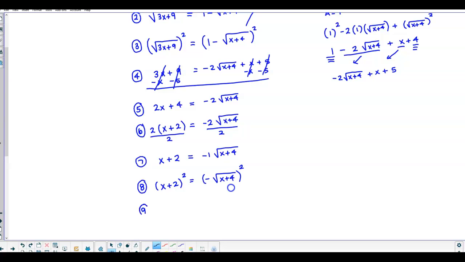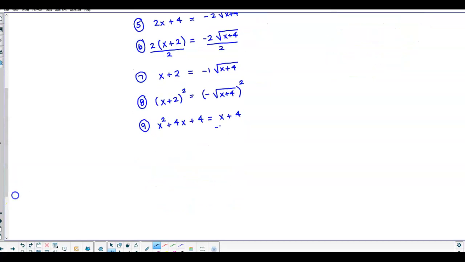And so when we square x plus 2, that's going to give us x squared plus 4x plus 4. When we square the right side, when you square a negative, it's going to turn into a positive, so we know that that's going to be gone. And then squaring the radical is going to leave us with x plus 4. So now we're going to set this equal to 0. So we're going to subtract x from both sides. We're going to subtract 4 from both sides. So we end up with x squared plus 3x, and that's going to equal 0.